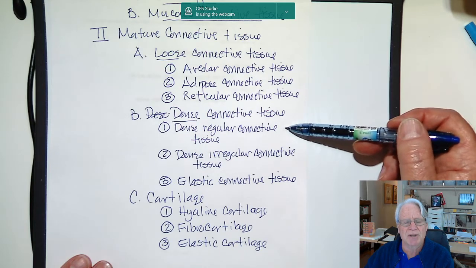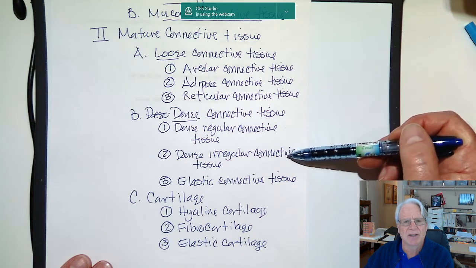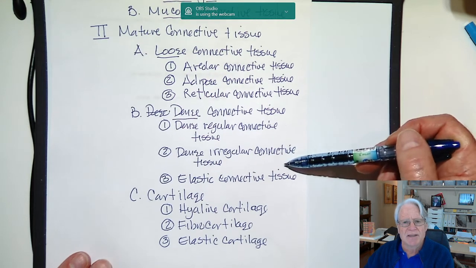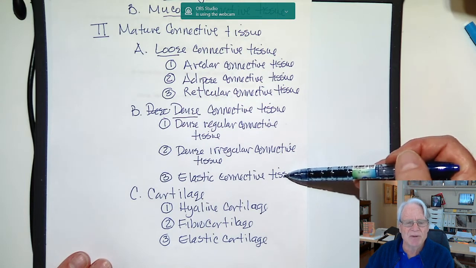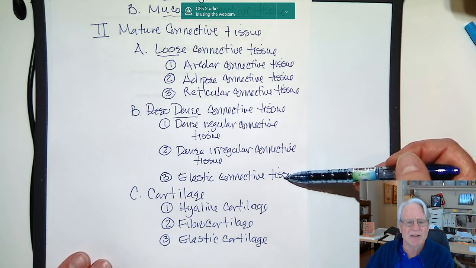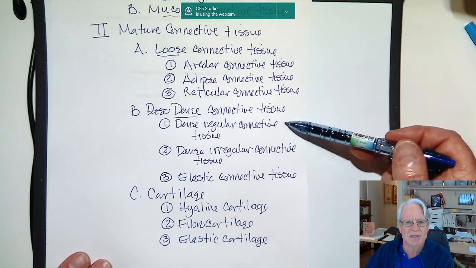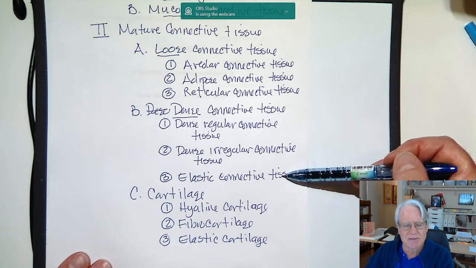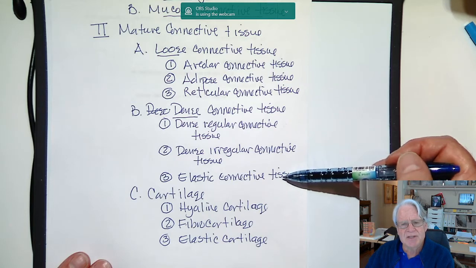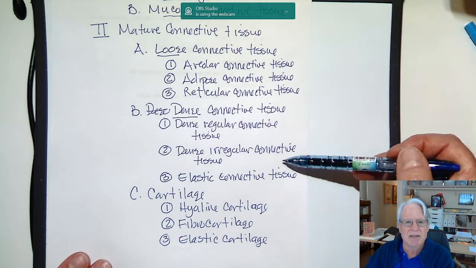They're parallel to each other. Here they're in an irregular pattern. This is also dense, but notice that we've changed the nature of the fiber. It's no longer collagen as we see in the first two. It's elastic fibers. And this is going to give this tissue a considerably different functionality than these two.